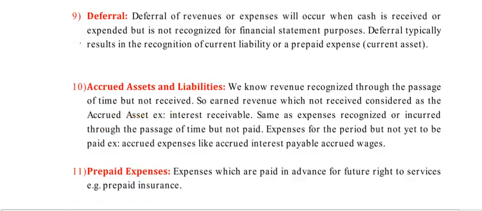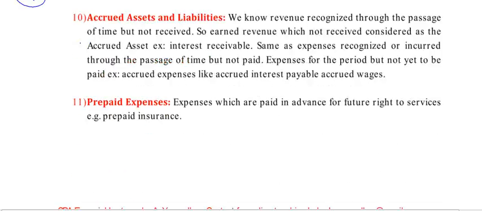Okay, next, accrued assets and liabilities. We know revenue is recognized through the passage of time but may not be received, right? In the same manner, earned revenues which are not received are considered an accrued asset. For example, I provided the services to the party, but I didn't receive the amount.